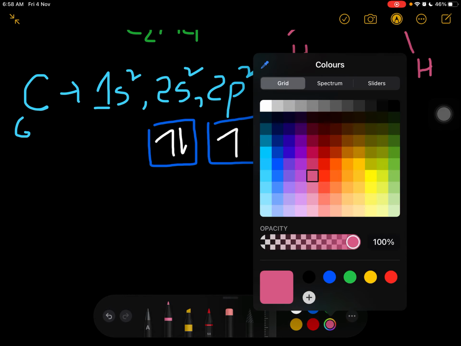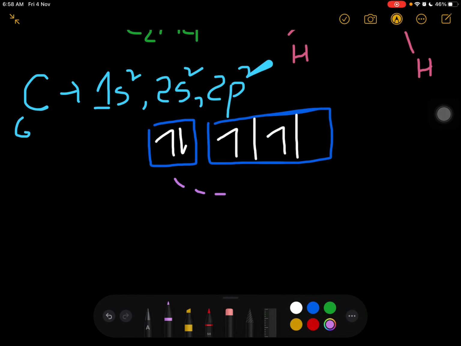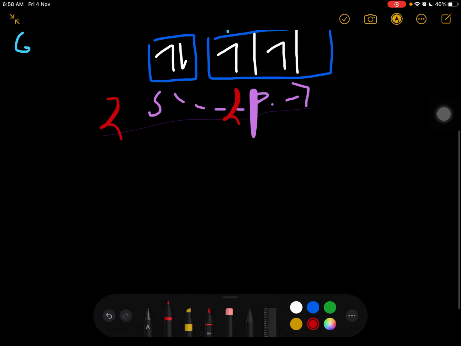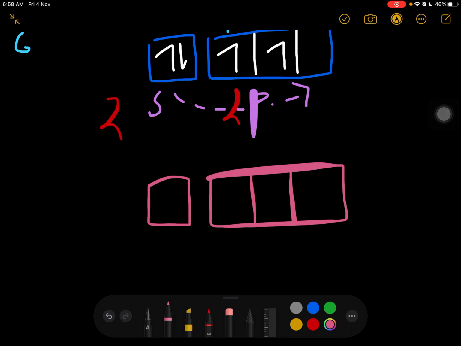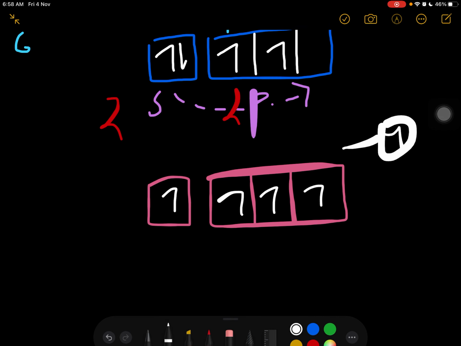It means that we have to excite the electron from the s orbital to the p orbital, because they have nearly the same energy, as both are in the same shell 2. Now there is one electron in s and one in each p, and it can easily form 4 bonds. So now we will do hybridization of this.